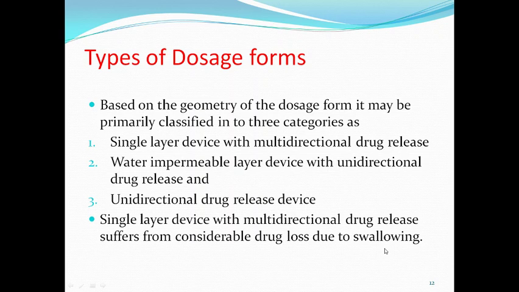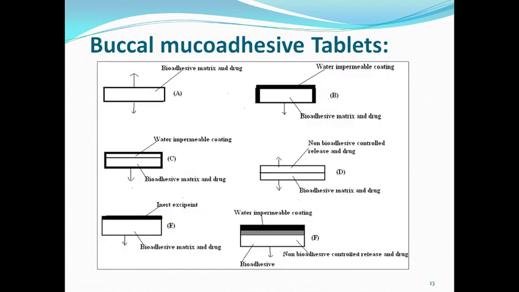Now these are some dosage forms. Based on the geometry of the dosage form, it may be primarily classified into three categories: single layer device with multi-directional drug release, water impermeable layer device with unidirectional drug release, and unidirectional drug release device. Single layer device with multi-directional drug release suffers from considerable drug loss due to swallowing. These are some types of tablets that can be considered here.